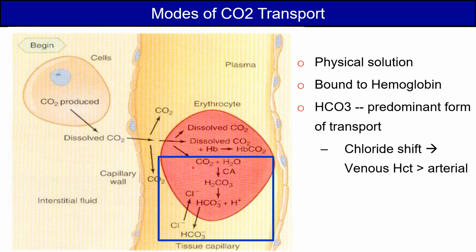So carbon dioxide binds with water, produces your carbonic acid, which dissociates into your bicarb and hydrogen. Bicarb moves out of the cell. In exchange, chloride moves in. That is known as your chloride shift. It is an osmotically active substance. It attracts water, and this is the reason why the venous hematocrit is much larger than the arterial hematocrit.